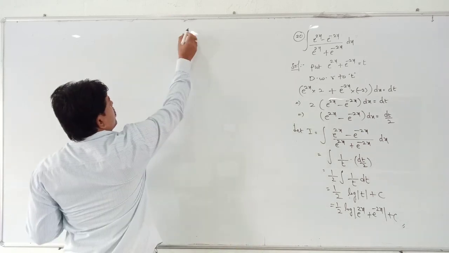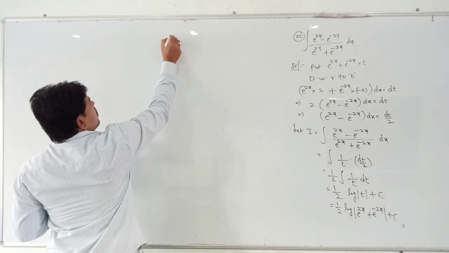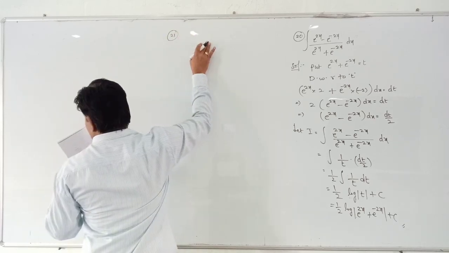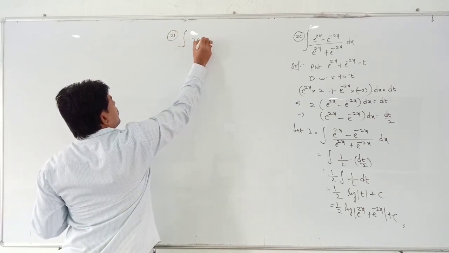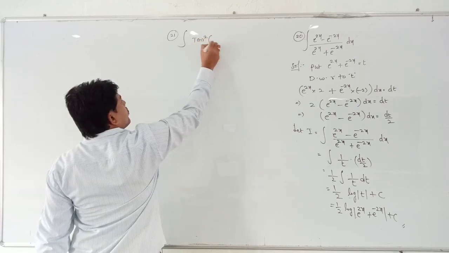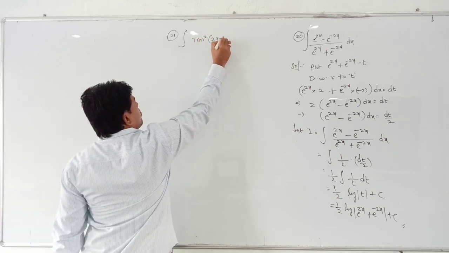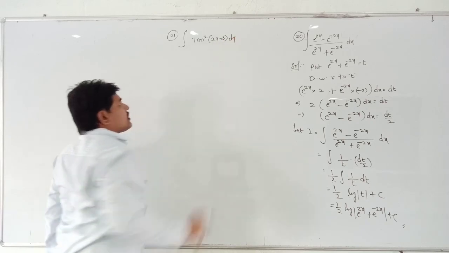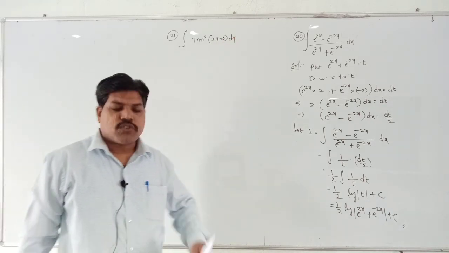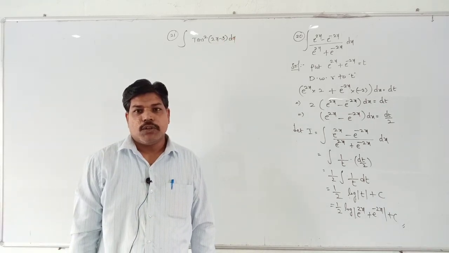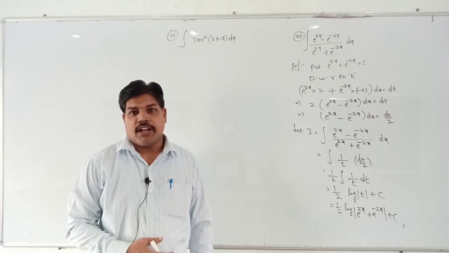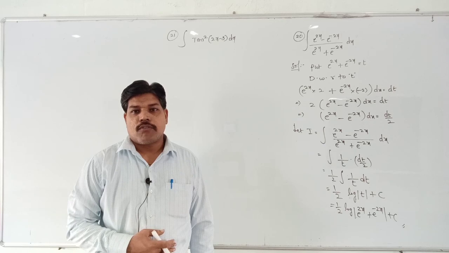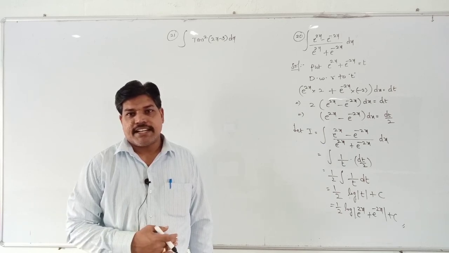Next, see question number 21. The question is the integral of tan square (2x minus 3) into dx. In integration, you don't have a direct formula for the integral of tan square, so you have to convert the problem into secant squares.